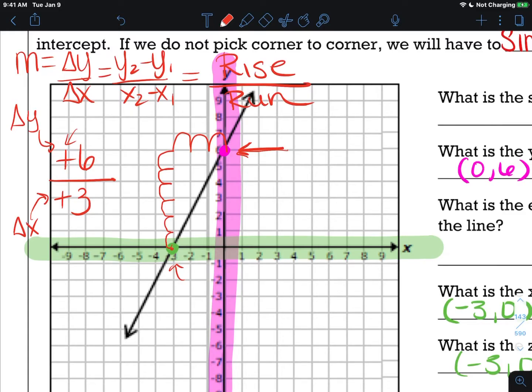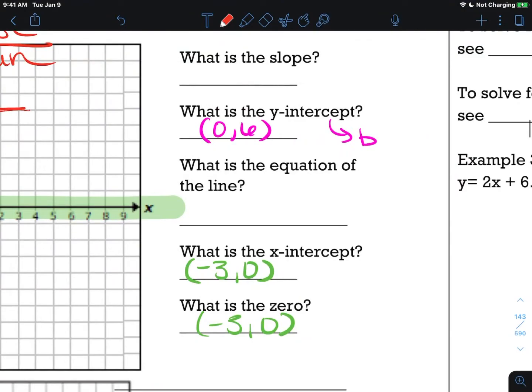That little triangle is just a fancy way to say difference or change. So I got this, 6 over 3. I know that simplifies to 2, super easy. So I can say my slope is equal to 2.